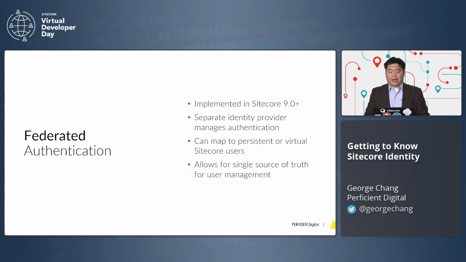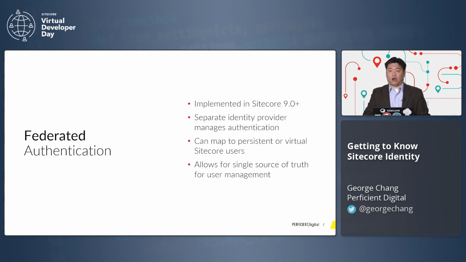So federated authentication was implemented in Sitecore 9.0, and it taps into the ASP.NET OWIN middleware to handle authentication. This allows applications to manage authentication separately using one or many identity providers. This is a common paradigm in the web today. You experience this each time that you go to a site and are provided the option to log in with Google or log in with Facebook.